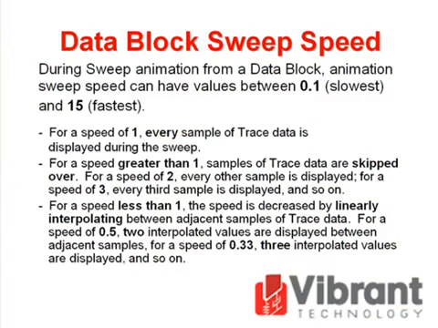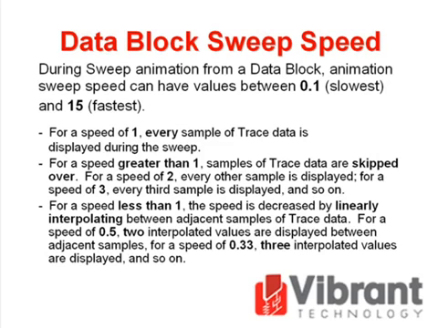During sweep animation from a data block, animation sweep speed can have values between 0.1 and 15. For a speed of 1, every sample of trace data is displayed during the sweep. For a speed greater than 1, samples of trace data are skipped over. For a speed of 2, every other sample is displayed. For a speed of 3, every third sample is displayed, and so on.